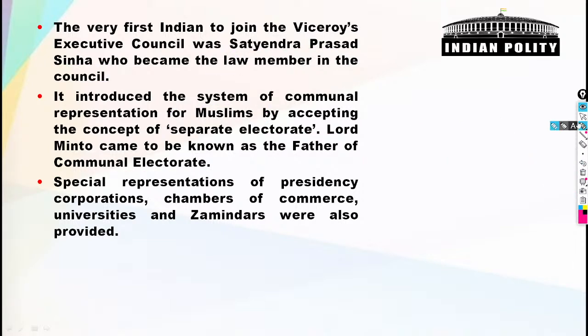So, these are the three council acts. Take a view of that also, and these are the three principal council acts. They were regarded as very important milestones in the legislative history of India. So this is the beginning.